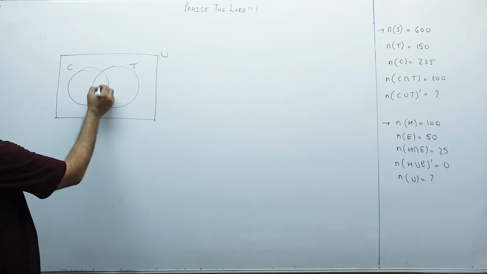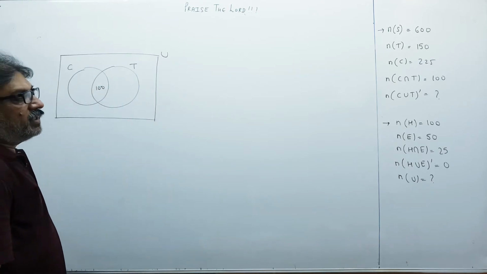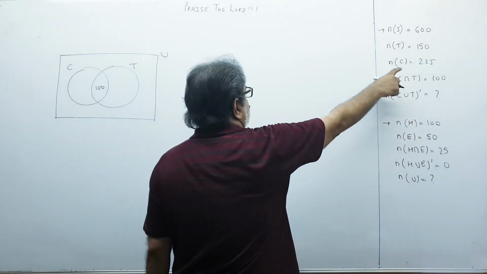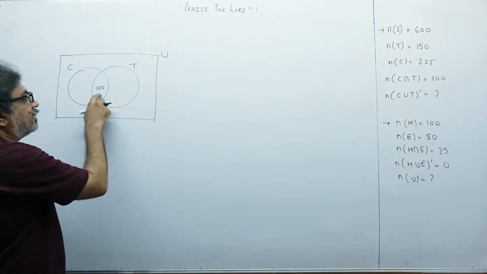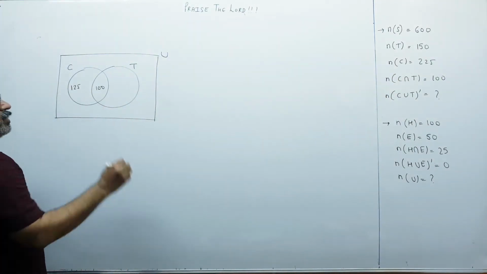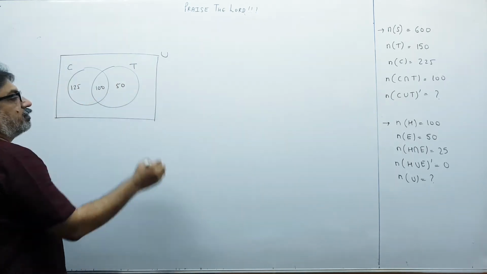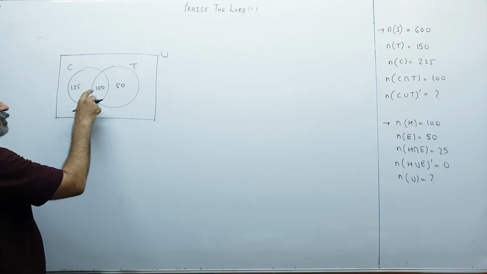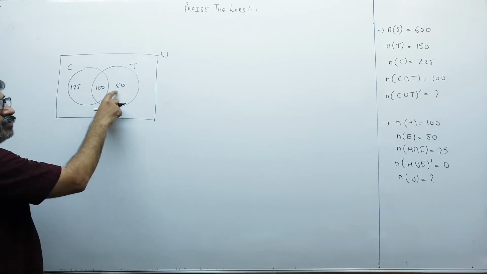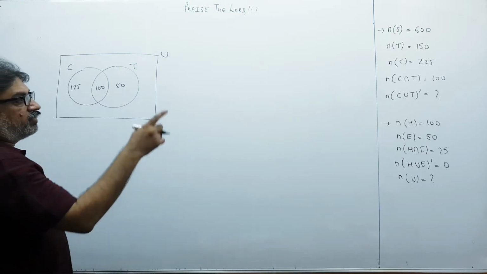Total intersection is how much? 100. How many take coffee? 225. Out of 225, 100 are here, so 125 remain over here. How many take tea? 150. 100 are here, so here 50. So 125 plus 100, 225. 225 plus 50, 275. And there were 600.